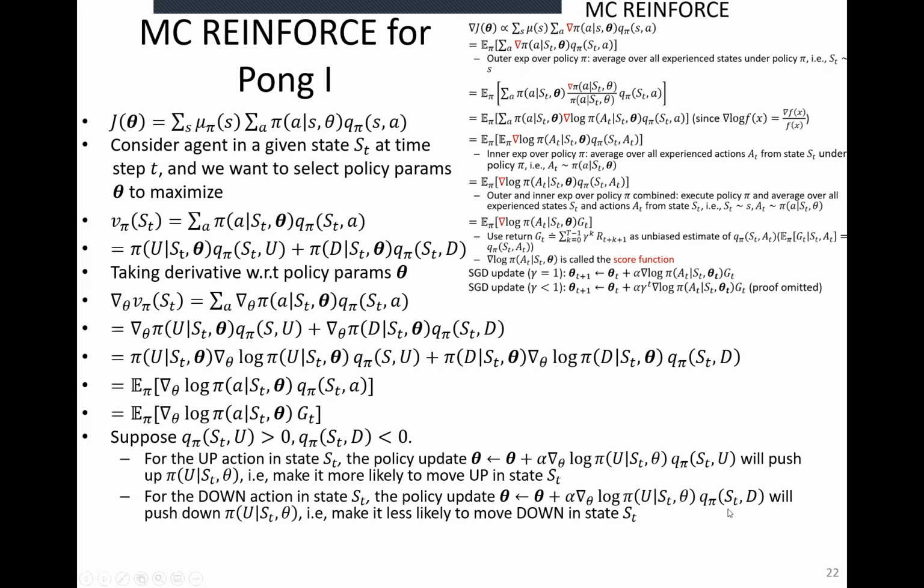So the q pi s_t d is negative. So this is gradient descent with a negative term in here. So gradient ascent turns into gradient descent.